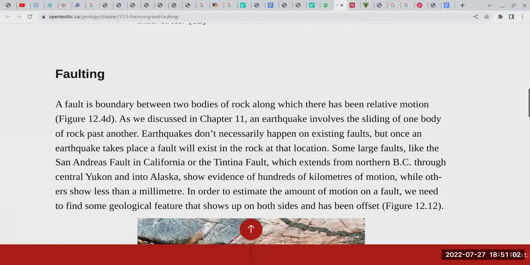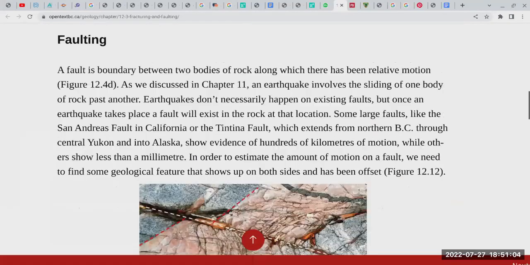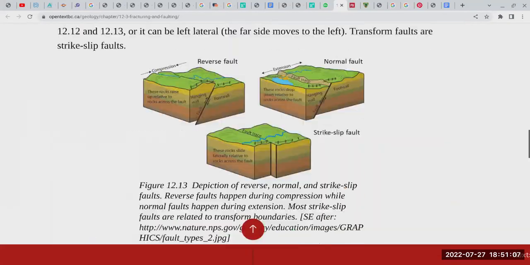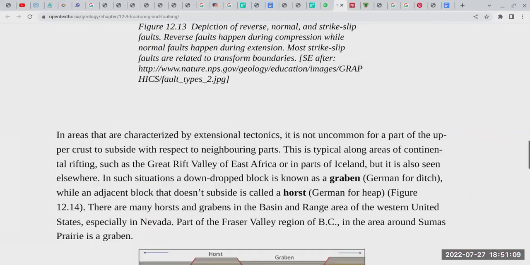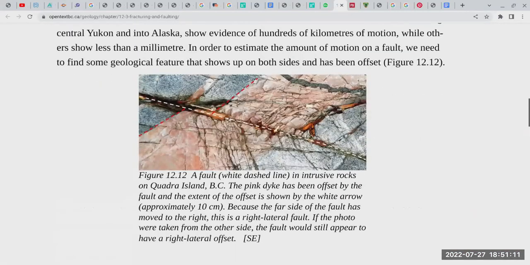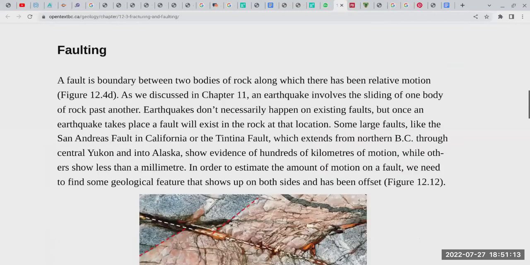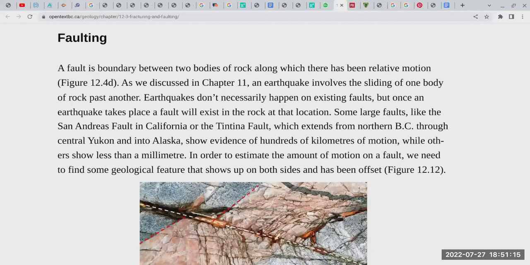All right, faulting. Let me see if I can just start the faulting here. I'm going to ask you to read, so when I'm going through this again, I can go through it pretty quickly. It says a fault is a boundary between two bodies of rock along which there has been relative motion, right? Don't you worry about it, as discussed, this is just a section of a book that I copied just to bring across my point on faulting.